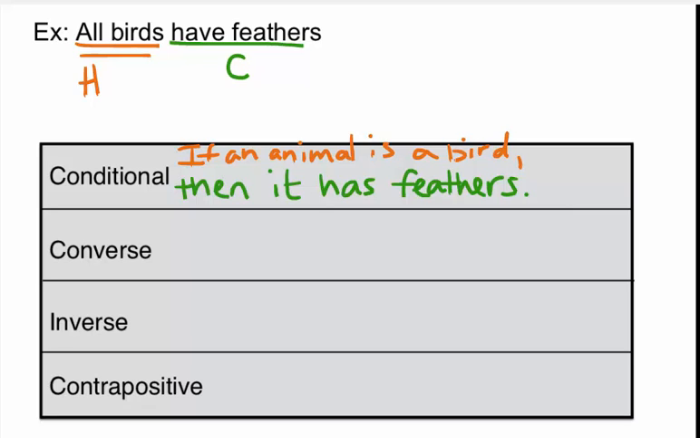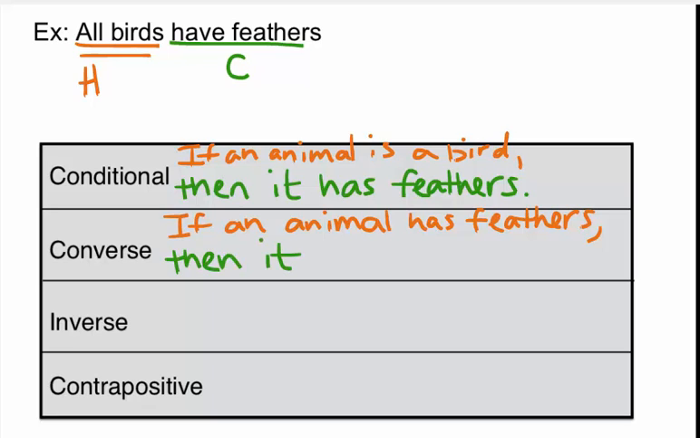The converse of that, remember, we're just switching the hypothesis and conclusion. So now my statement is going to say, if an animal has feathers, that's now my new hypothesis. My new conclusion is, then it is a bird.